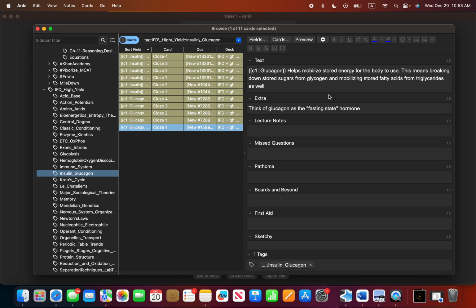And think of glucagon as the fasting state hormone. Again, the same question: does glucagon cause the fasting state, or is it the fasting state that causes glucagon to get secreted? I suddenly know that the answer is the latter. So the fasting state causes the secretion of glucagon, right? You're fasted, you get hungry, you need some energy, so glucagon is secreted to release these sugars.